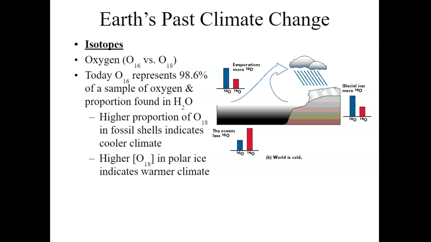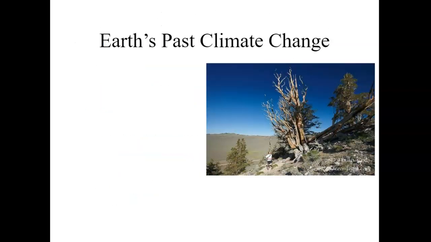So higher concentrations of oxygen 18 in polar ice indicate a warmer climate, because the oxygen gas got locked in those bubbles of ice. And it's because oxygen 16 evaporates more easily. If you are more curious about isotopes, you'll learn more about that in chemistry. Looking at tree ring data, that's called dendrochronology.